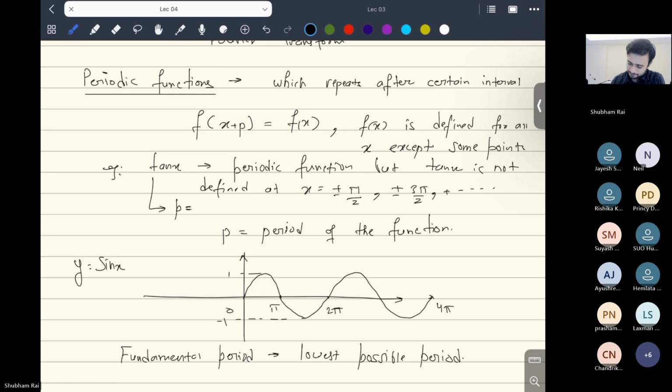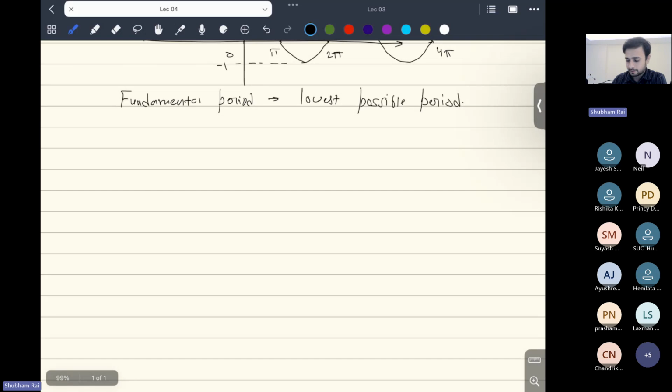So it will be pi. Because it will repeat from minus pi by 2 to... yes, correct. So the fundamental period is the lowest possible period. So now let me talk about Fourier series.